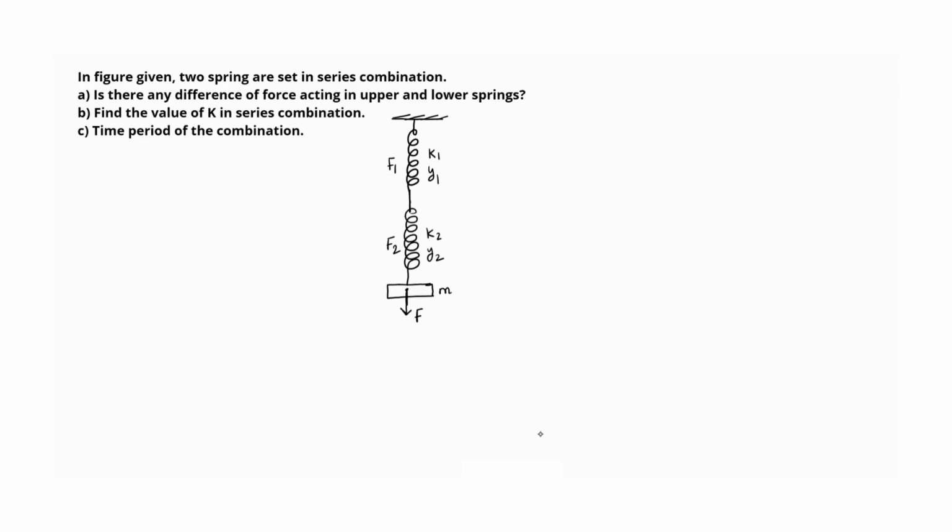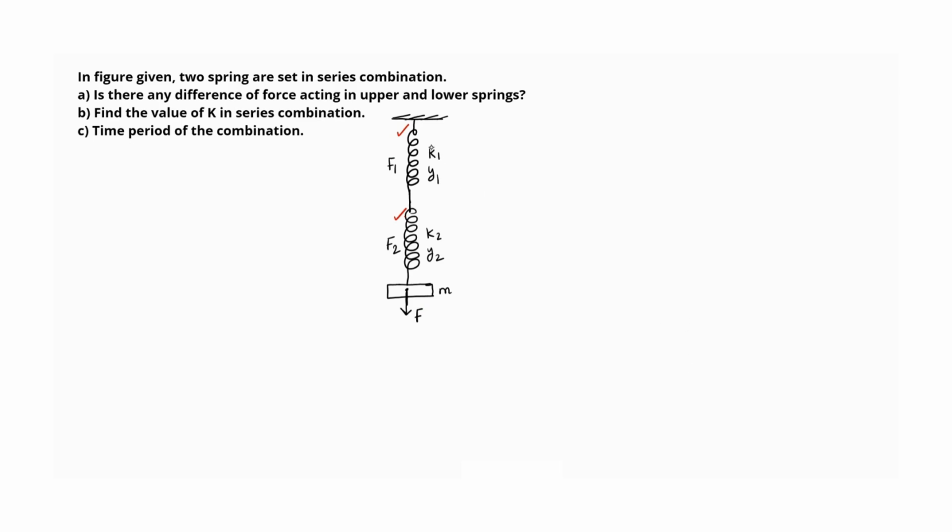In the figure given, two springs are set in series combination. So we have two springs in series combination. A, is there any difference of force acting in the upper and lower springs? B, find the value of K in series combination. C, time period of the combination.